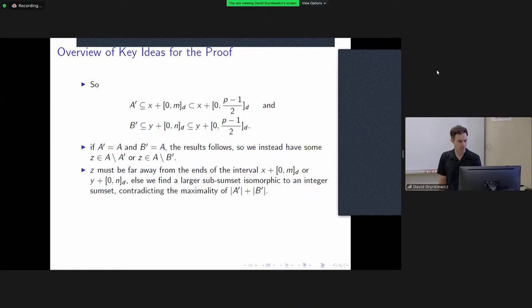Now, Z has to be kind of far away from the endpoints of that interval, because if Z was inside an interval of length P over 2 that included that interval from 0 to M, well, we could add Z to A prime. And we still have a subset, a larger one than A prime, that contained all of the previous elements of A prime plus one new element, all inside an arithmetic progression of difference D and length at most one half of P. It would be isomorphic to an integer sum set, and we would contradict the maximality of A prime and B prime. Well, that can't happen. Z has to be kind of far away from the endpoints of 0 and M, and also 0 and N.